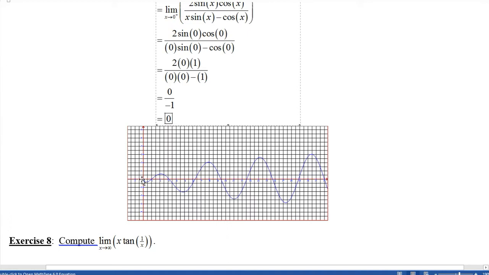And we see the endpoint here right at the origin, which is an open dot endpoint. So it starts with an open dot endpoint and then bounces up and down bigger and bigger as it goes out to the right.